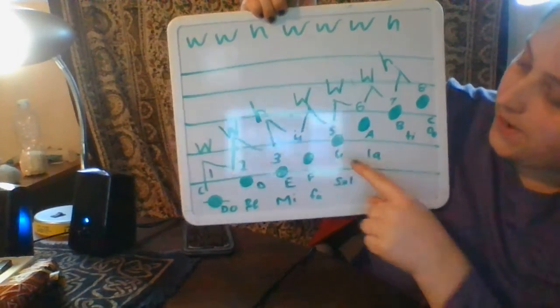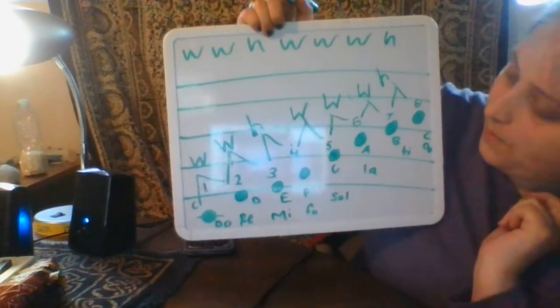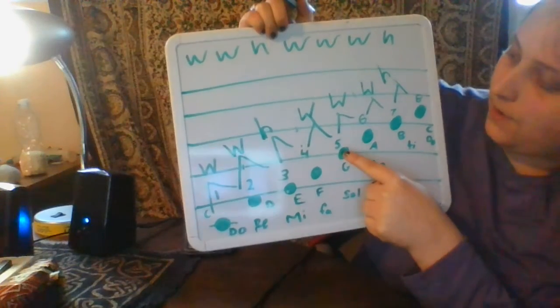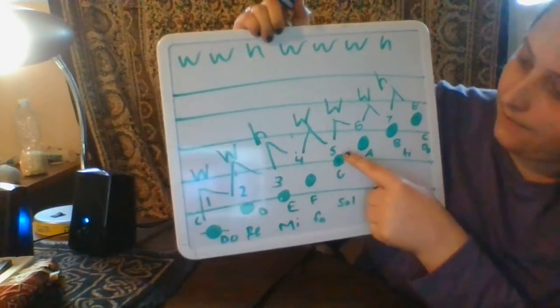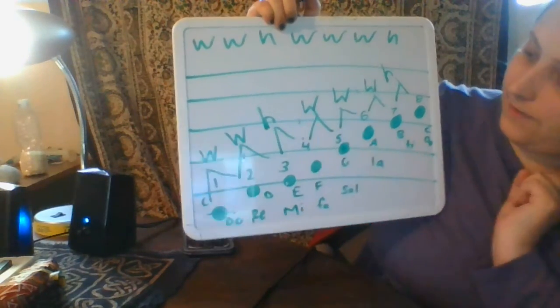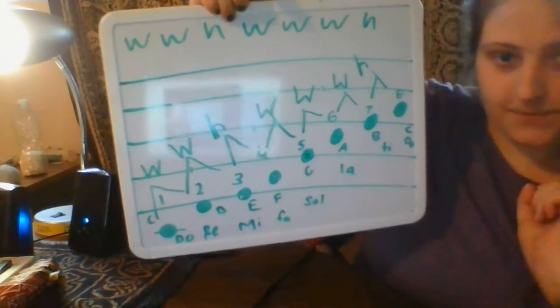So for when we do the next scale, we'll start on G. We'll sharpen our F, and then we will have the same pattern. And it's already off to a good start, right? Whole, whole, half. Whole, whole, half. Awesome. Good job, everybody.